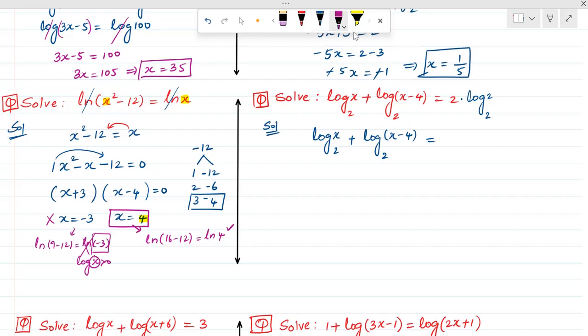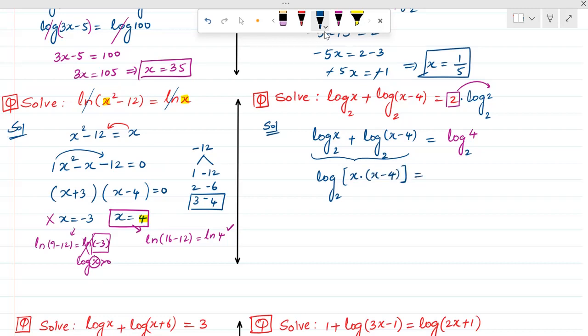I will move these two here. What happened? So it becomes log of 2 power 2, which is 4, to the base 2. Now, as per the property of logarithm, if it is a plus, I can write it as a product. So I can write this as a single function: x multiplied by x minus 4.